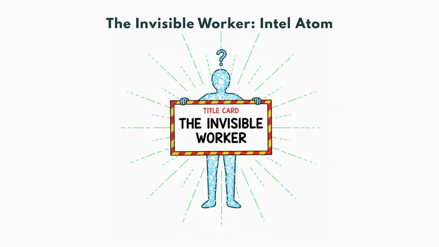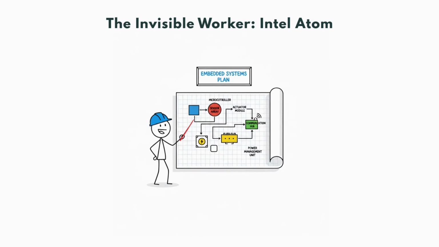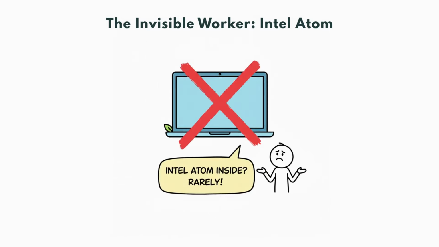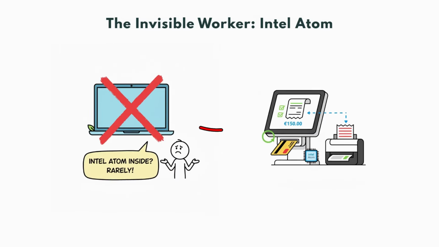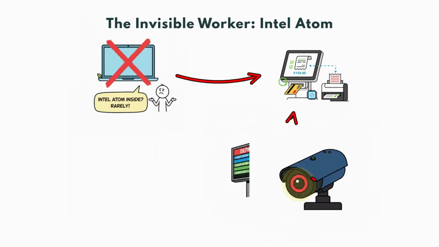The invisible worker, Intel Atom. The Intel Atom is the ultra-low voltage architecture designed for embedded systems where battery life and thermal constraints matter more than speed. You rarely see these in laptops anymore. Instead, they power point-of-sale (POS) systems, digital signage in airports, and smart security cameras.